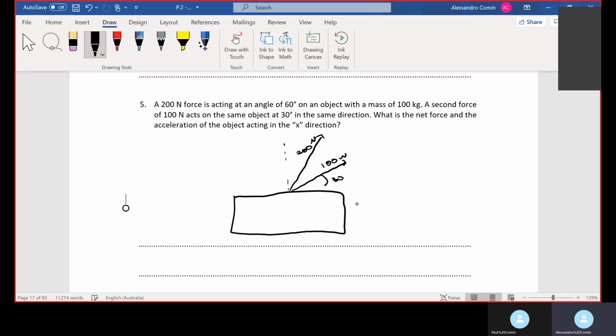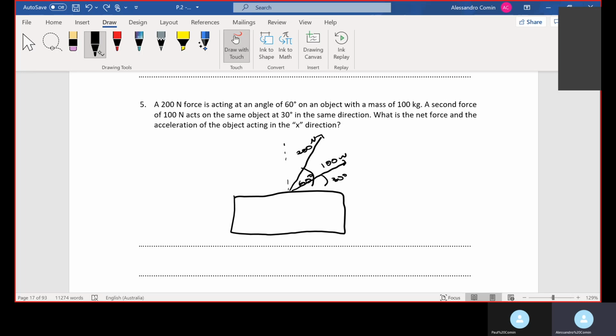So this is going to be 30 degrees, and then this whole thing is going to be 60 degrees. So it's asking, what is the net force and acceleration of the object acting in the x direction? So we're not actually asked to find the net force. We're not asked to find what is this force plus this force. We're only asked to find what is the sum of their two x components. And we can very easily do this because we have the magnitude and the angle of the force. So we can just resolve it.